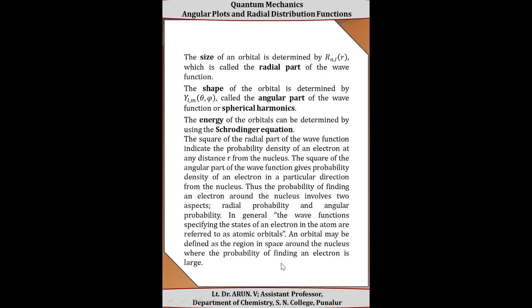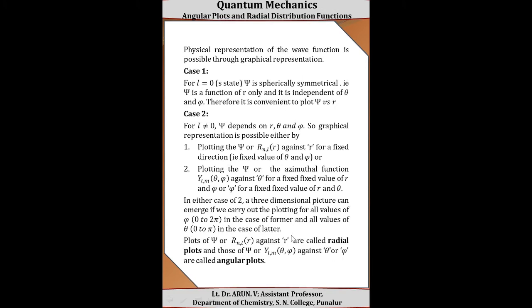Therefore, the wave functions specifying the state of an electron in an atom are referred to as atomic orbitals, or in other words, an orbital may be defined as the region in space around the nucleus where the probability of finding an electron is large. The physical representation of orbitals is possible through graphical representations.